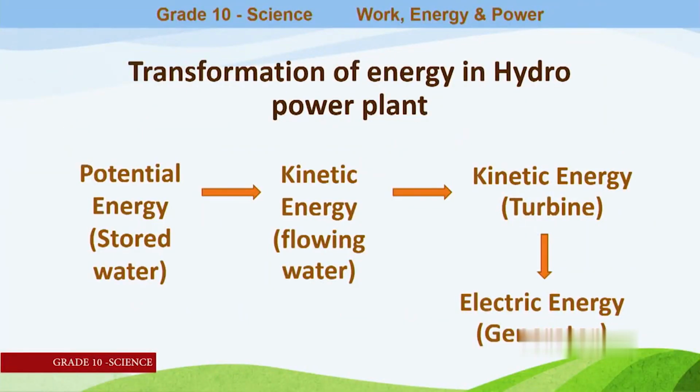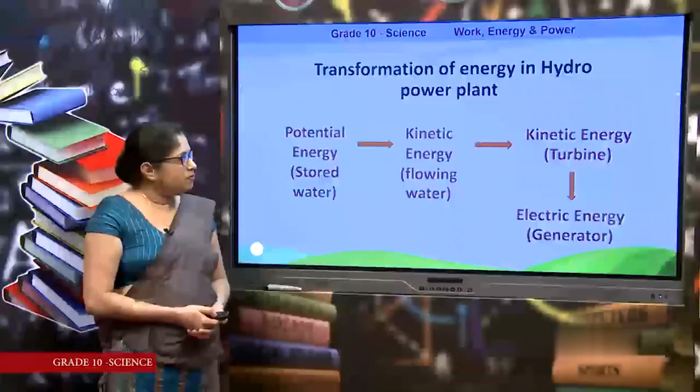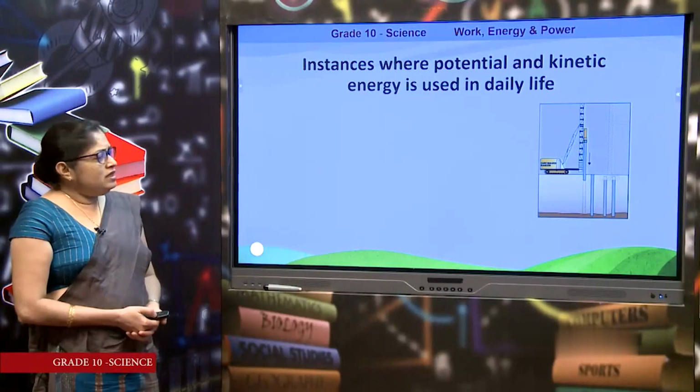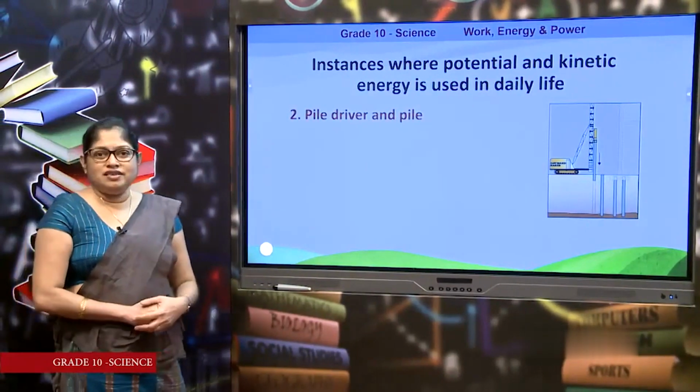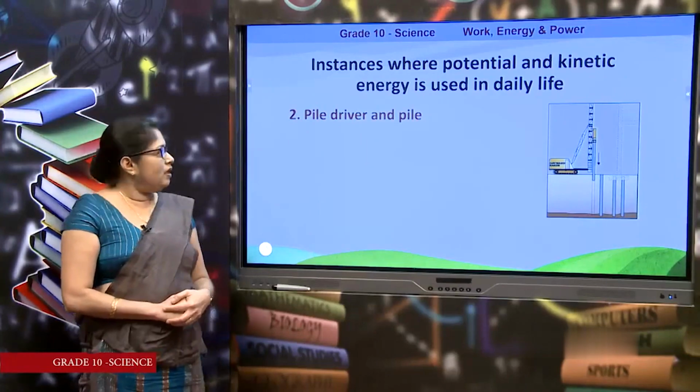Let us see the energy transformation in a hydropower plant. Potential energy in stored water is converted into kinetic energy in flowing water, and then kinetic energy in the turbine, and kinetic energy in the turbine is converted into electric energy in the generator. This is the second instance where potential energy and kinetic energy are used.